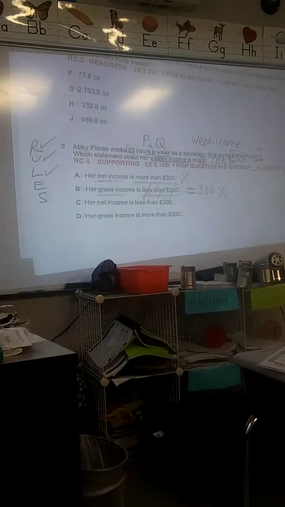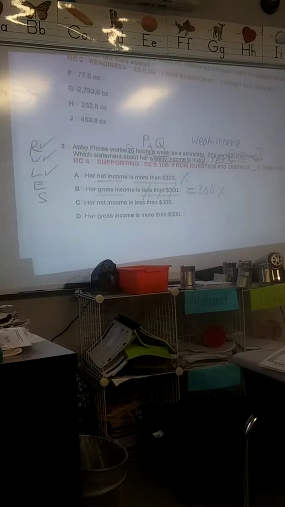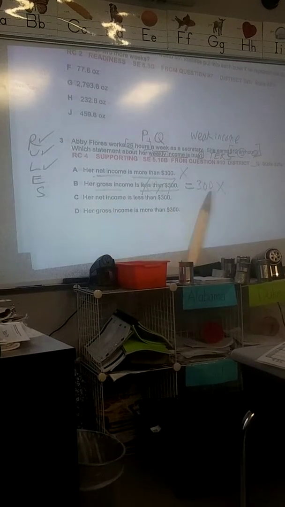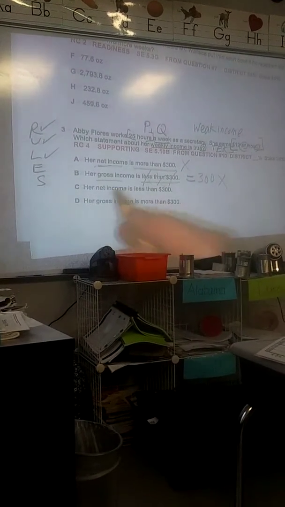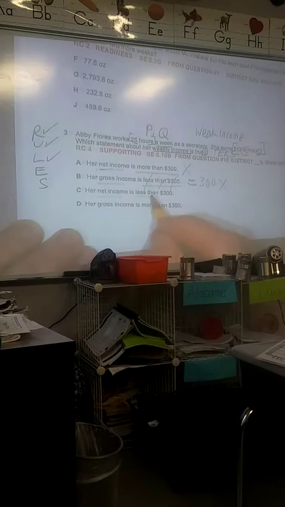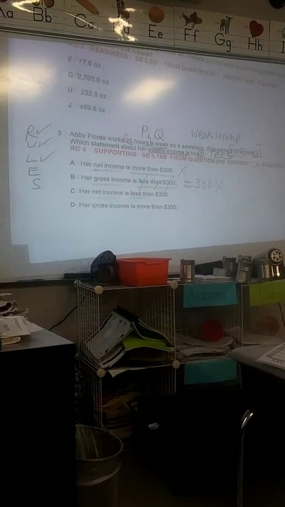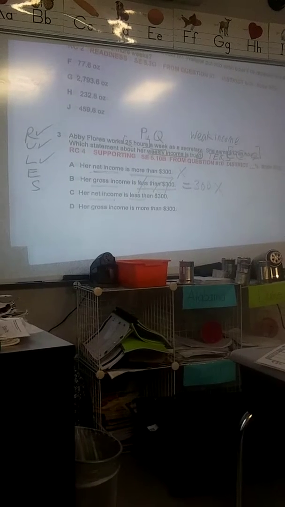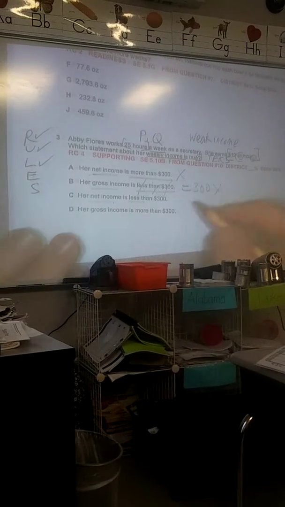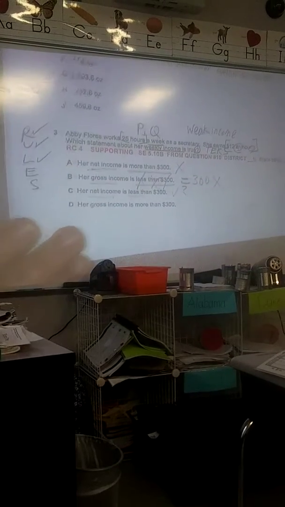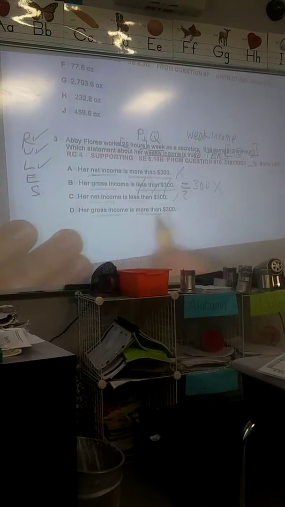True. But if you can hear me, raise your hand. A lot of kids saw gross and they saw 300, so they might have picked it. What about C? Yes, net income is less than 300, because net means that now income goes down. Eliminate. And then it goes down with taxes. Okay? Put a check mark or a question mark, whichever way she has you do it. Her gross income is more.